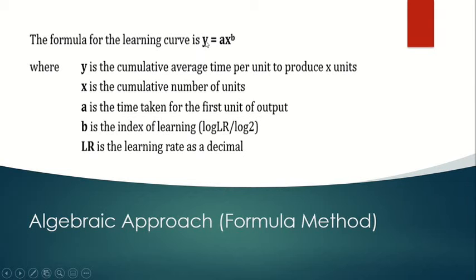So y is our output. Y will be the cumulative average time per unit to produce x units. If we are producing x number of units, what will be the cumulative average time? If you are producing 1 unit, x will be 1. If you are producing 2 units, x will be 2. If you are producing 8 units, x will be 8. So if you are producing 8 units, what will be the average time? It will be y, which is the output we already obtained using the table.